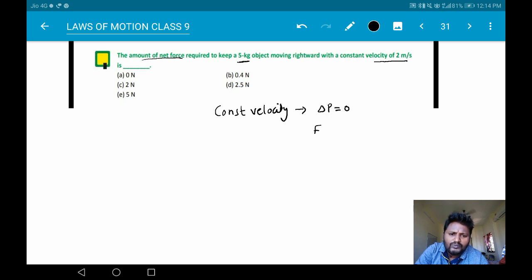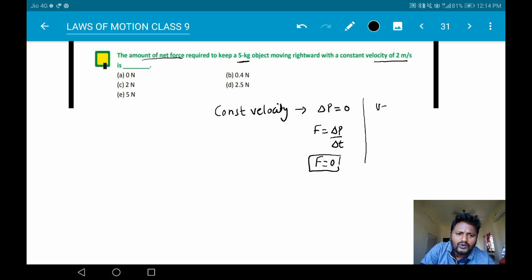If change in momentum is 0, we can write F equals delta P by delta T. If delta P is 0, the force acting on it is also 0. Or, velocity is constant, that is there is no change in velocity, so acceleration is 0, and F equals ma, again F equals 0. In any other manner we can analyze this question.